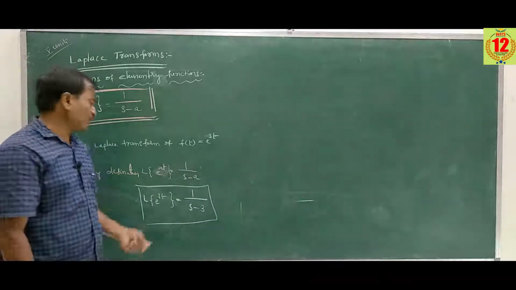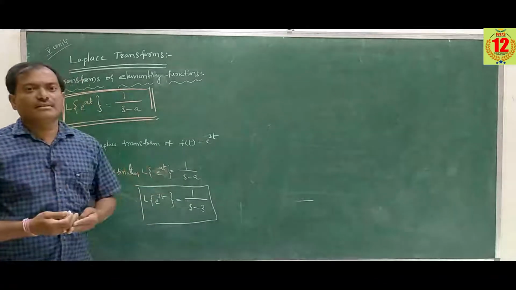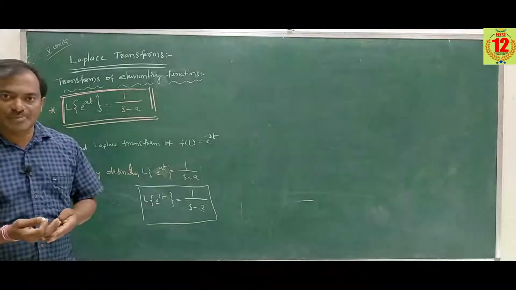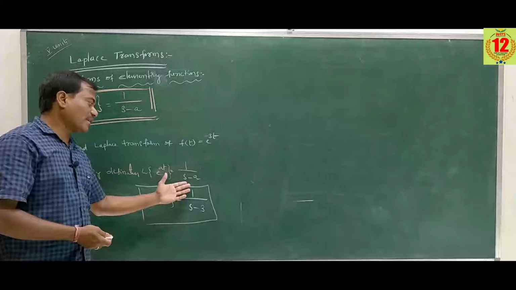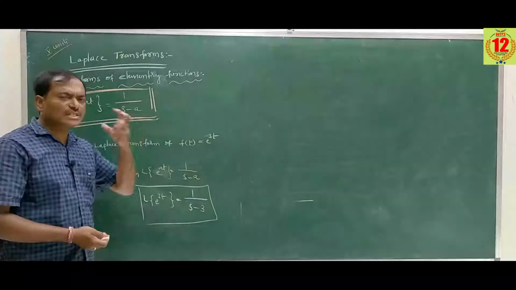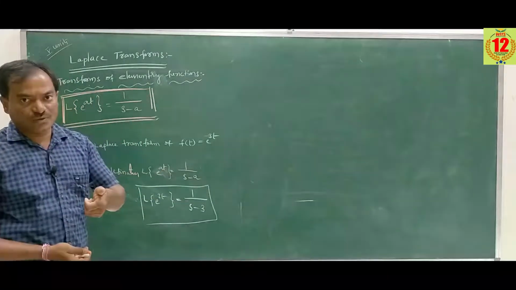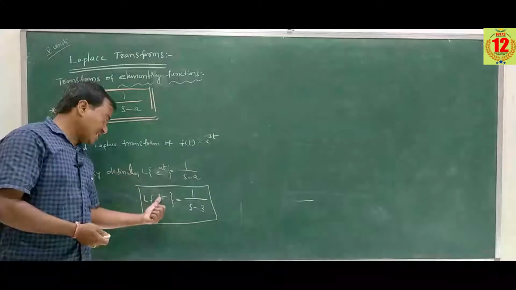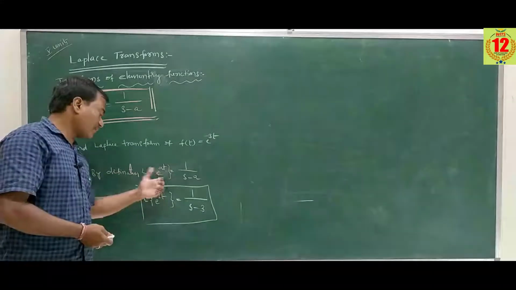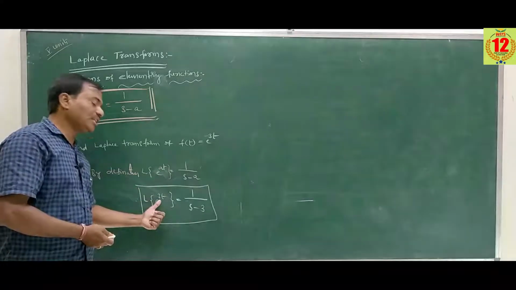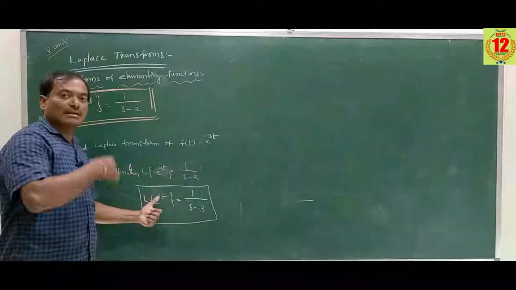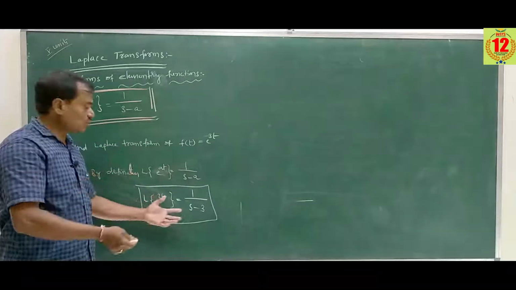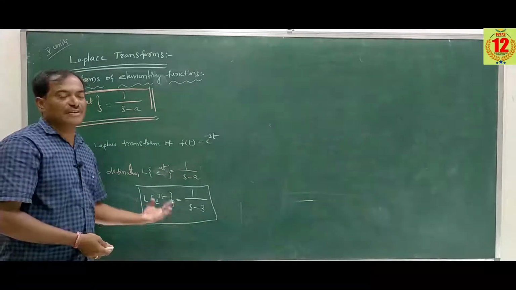This is very simple. Already we know that the transform of the elementary function f of t equal to e power at is equal to 1 by s minus a. So first we identify what is a. Here a equal to 3. Compare the left hand side functions, where a equal to 3. Then this 3 is replaced in the right hand side. So this is the Laplace transform of the given function.